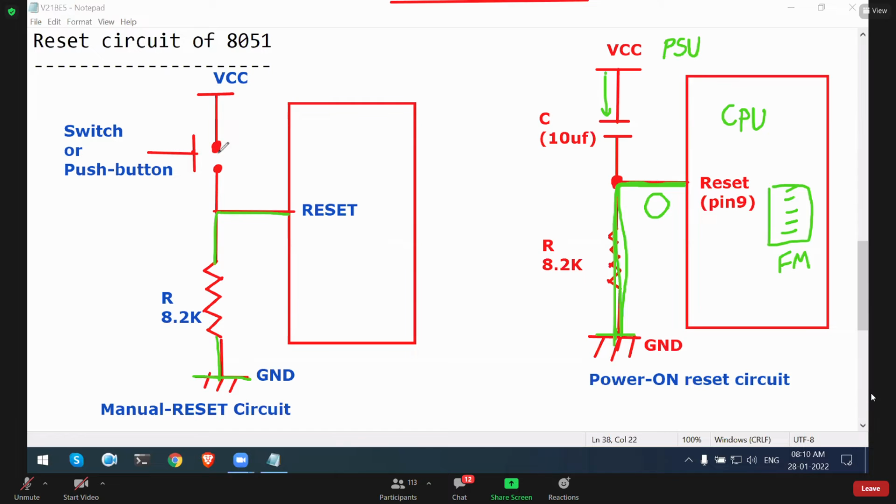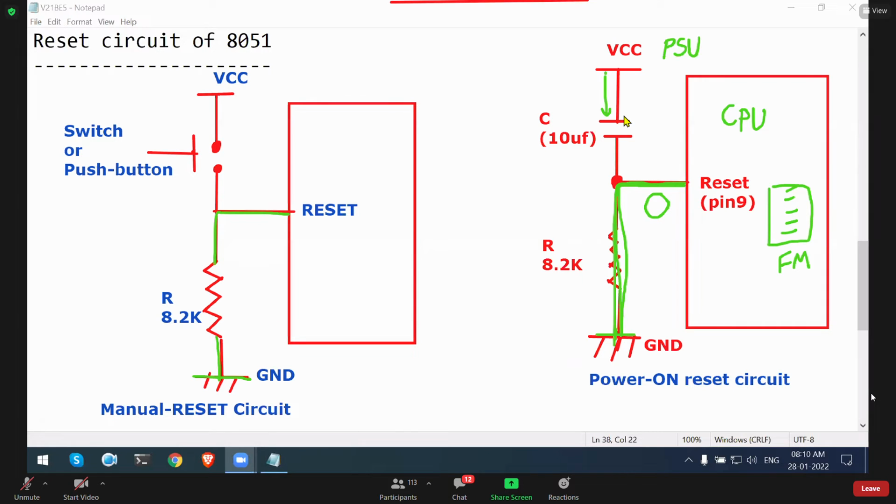So if you press and hold the switch, as long as you press and hold the switch, your microcontroller will be in the reset mode only. And when you release the switch, this reset pin becomes 0 and the microcontroller will execute the program. This is called a manual reset switch.